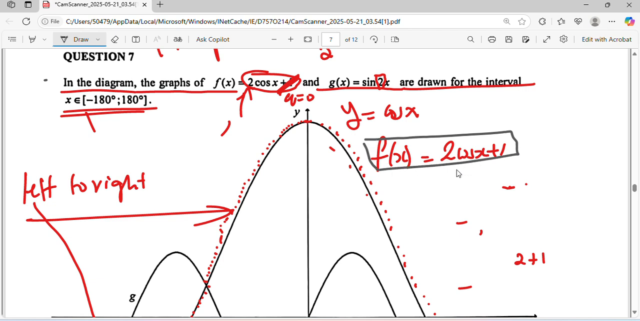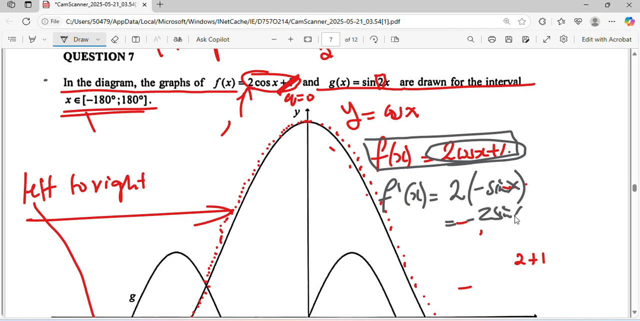Unless you are doing AP Maths or first year calculus, that's when you can say, okay, this is a trigonometric derivative. That means the first derivative is going to be 2, then this one I think is minus sine x. The derivative of a constant is 0. Because when you differentiate cos, you get negative sine. It's going to be negative 2 sine x.